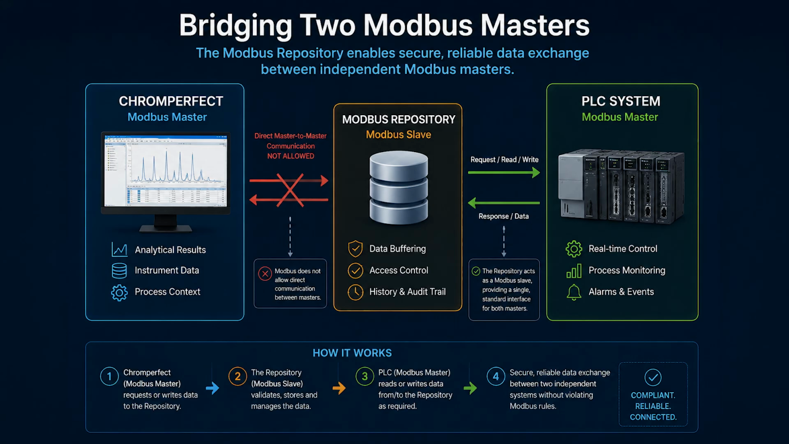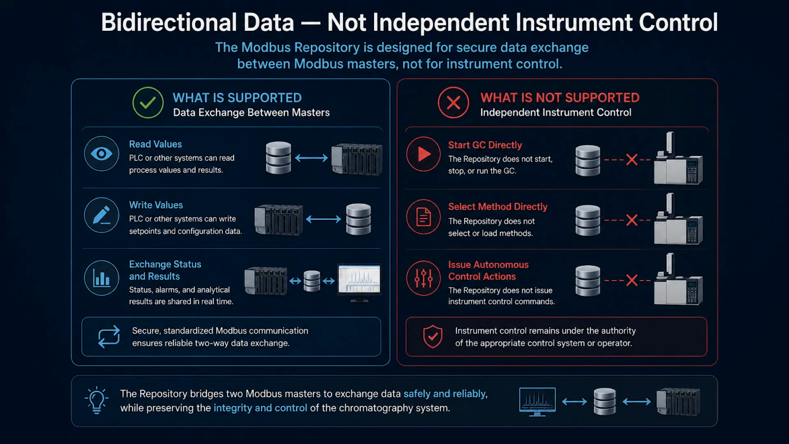Chromperfect can write results and status information into the repository. A plant PLC can read those values and can also write data back into configured registers. This makes the repository bidirectional for data exchange. However, the repository itself does not start instruments, select method files, or issue control commands. It is a Modbus slave and takes no action on its own.